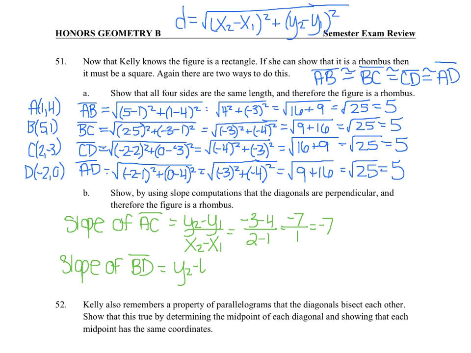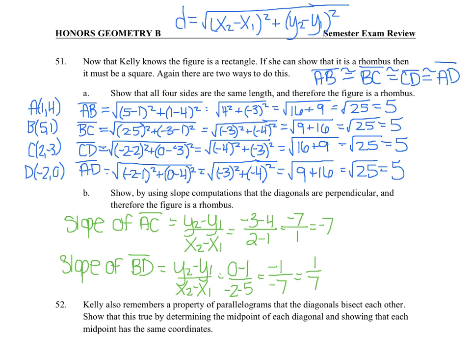BD, y2 minus y1 over x2 minus x1. This is going to be 0 minus 1 over negative 2 minus 5. 0 minus 1 is negative 1. Negative 2 minus 5 is negative 7. This simplifies to 1/7.